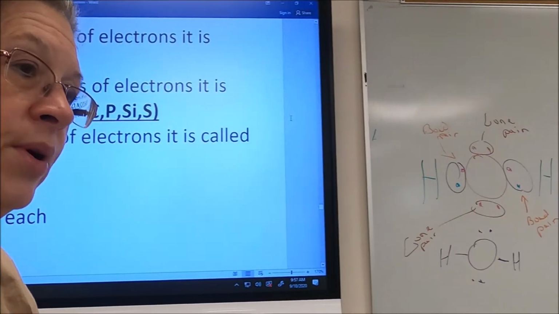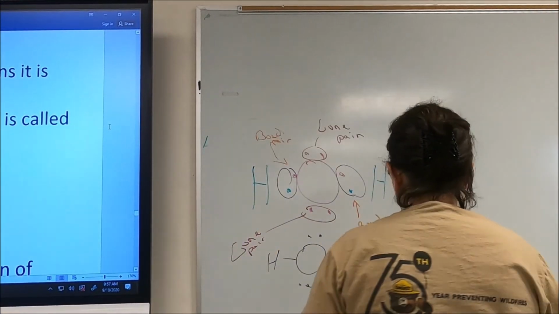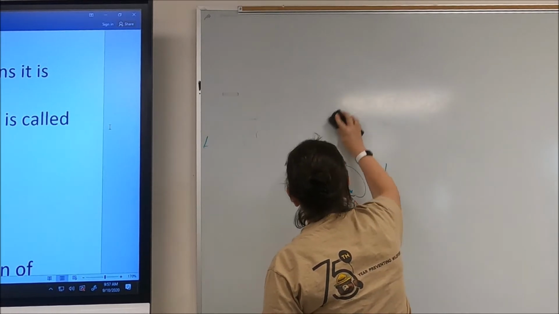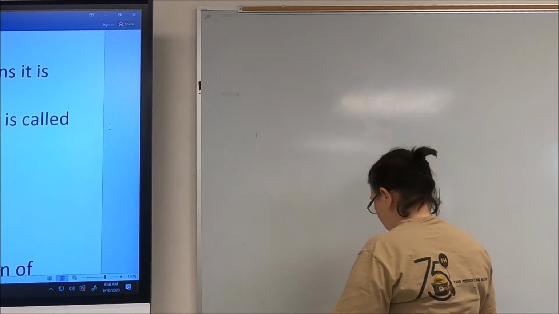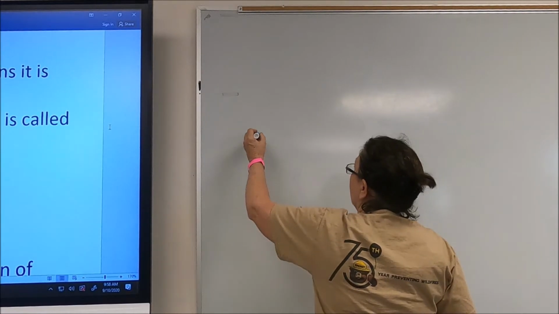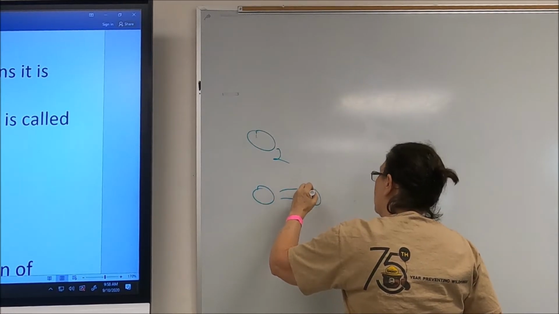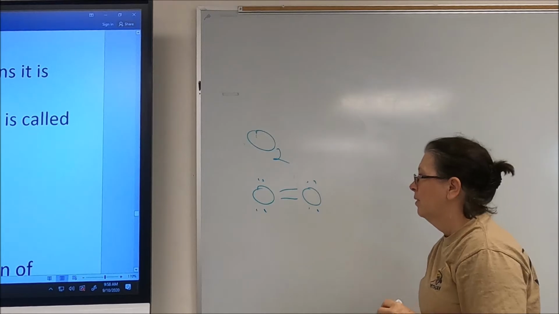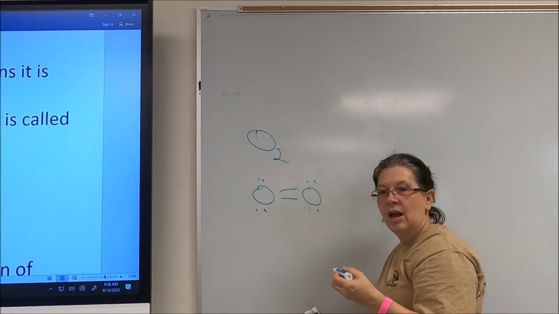Now let me draw you some pretty pictures to show you what to look for if you see a picture representing a double bond or a triple bond. So if we look at just oxygen, O2, and we were to pictorially represent oxygen, the two lines between the oxygen atoms represent a double bond.